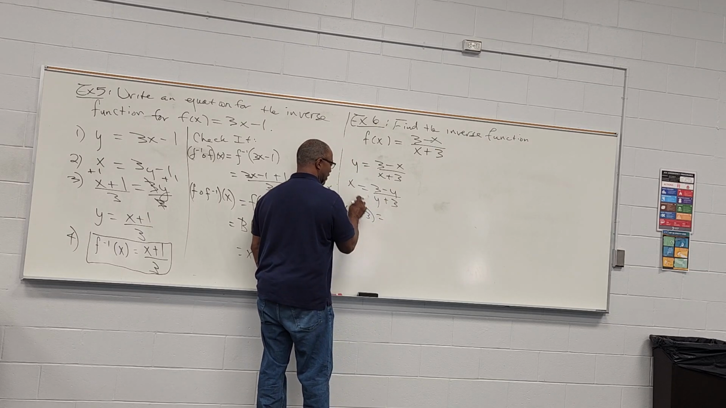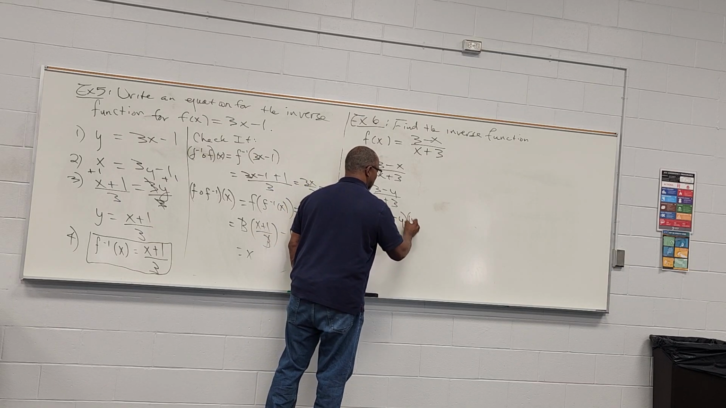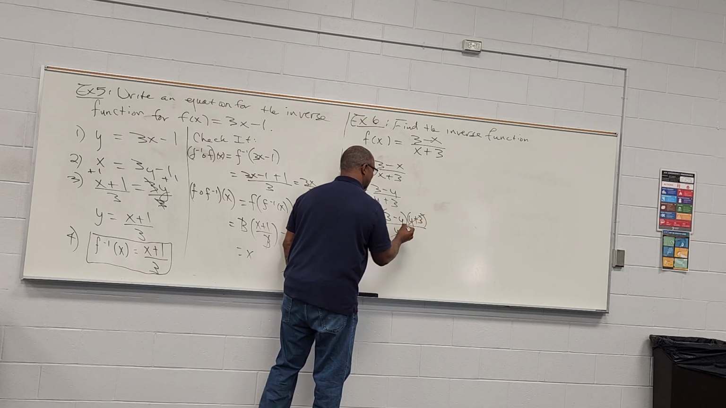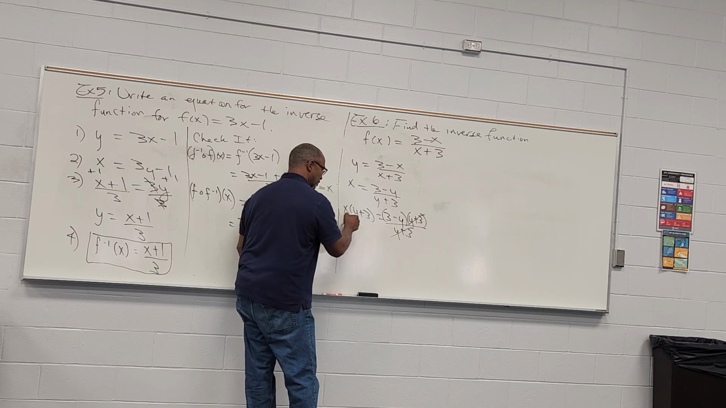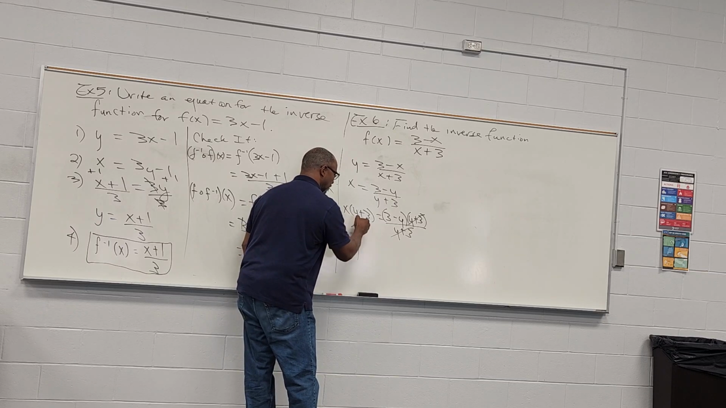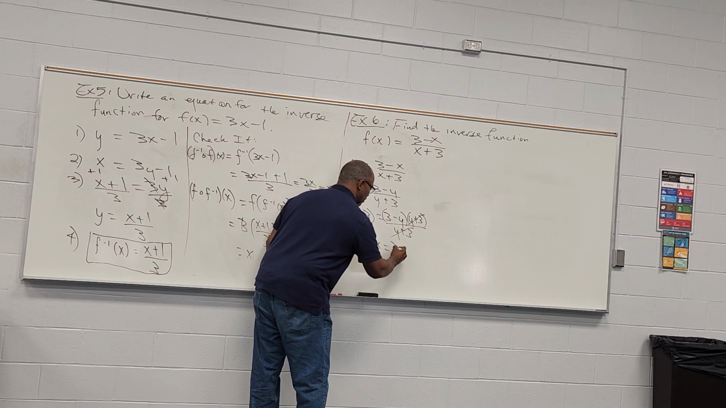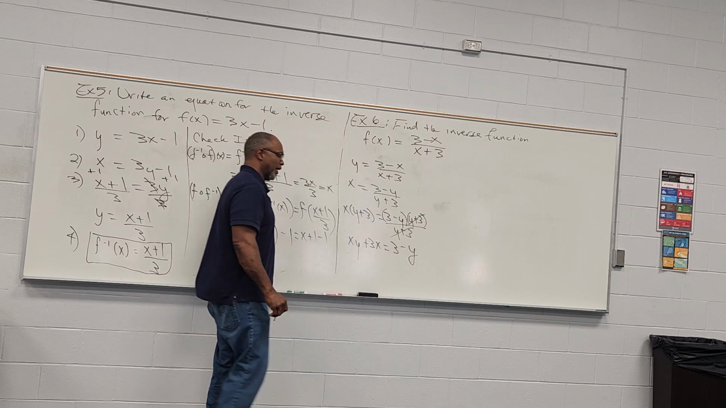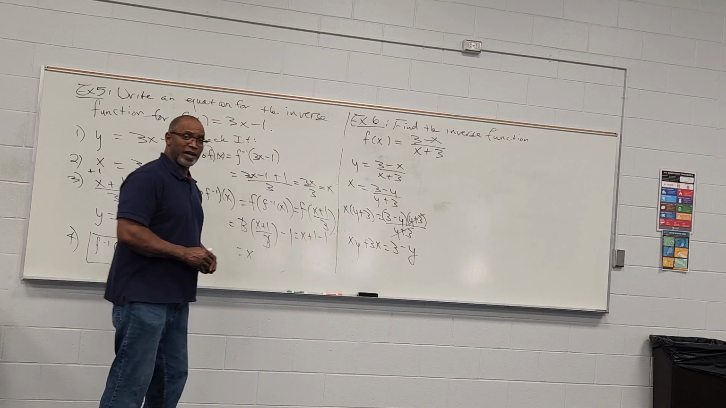So I'm going to multiply this side by the y plus 3, and this side by the y plus 3. And on this side, they cancel. So over here, x times y is xy, x times 3 is plus 3x. And on this side, again, these two things cancel, and I'm left with that. Okay? I got rid of fractions.